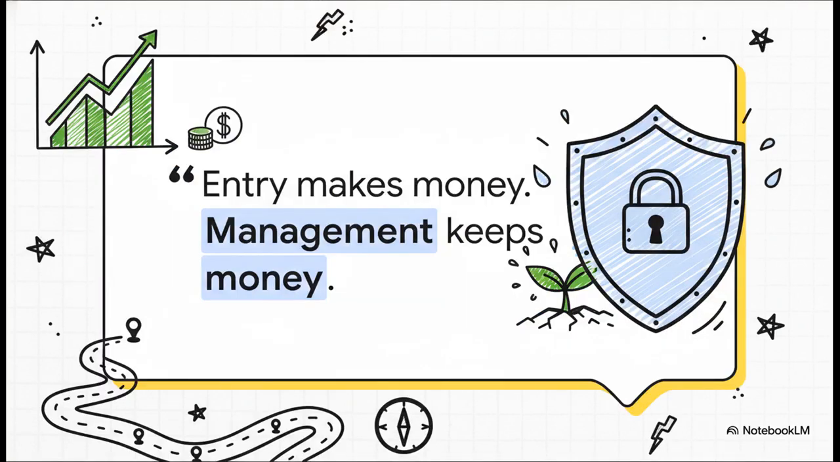And we end right back here, because this is the ultimate lesson. Finding a good entry can make you money on a single trade. That's true. But it's disciplined management, using a clear system like this one, that lets you keep that money and actually grow your account over time. That's what it's all about.